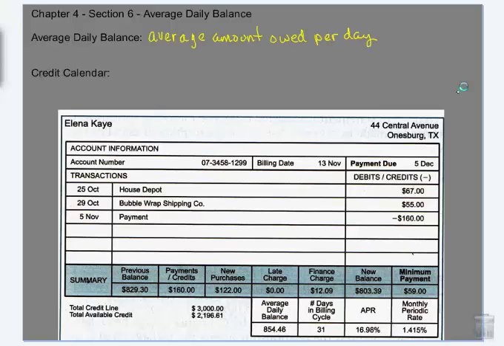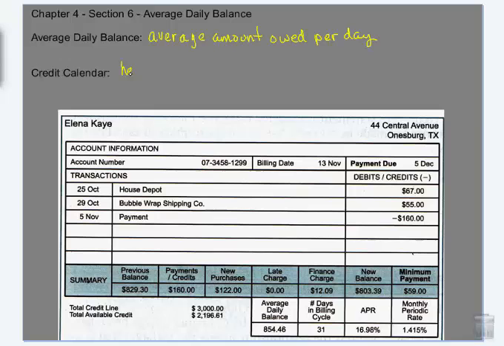Credit card companies have computer programs which figure out your average daily balance for them. But of course, you don't have a computer program to figure that out. But you can check your average daily balance by using what's called a credit calendar.